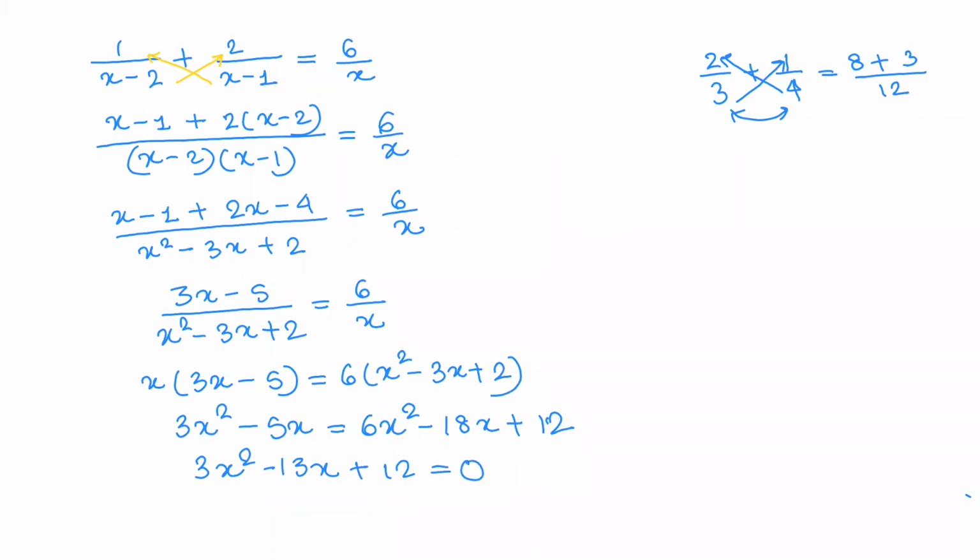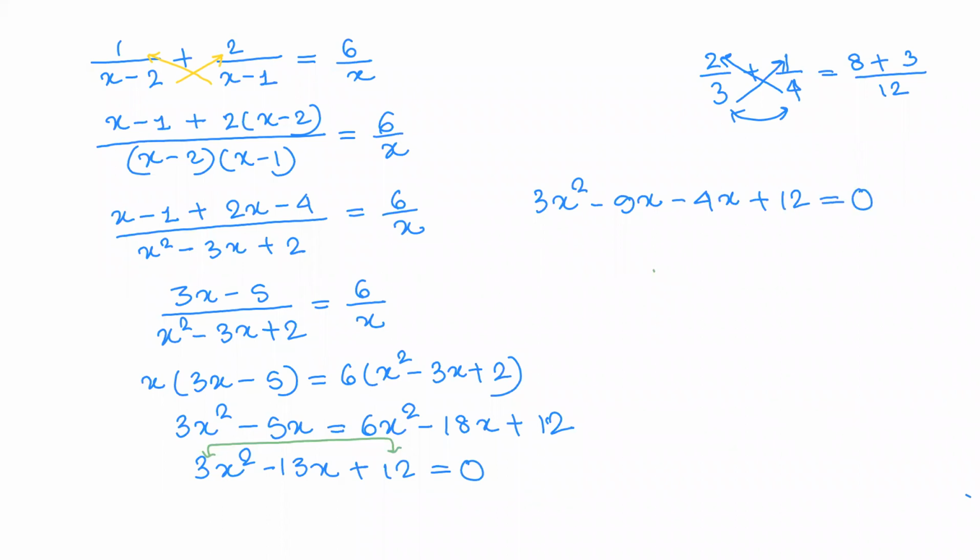Very simple. 3 multiplied by 12 is going to give us 36. Tell me, students, how do we split 36 in order to get minus 13? 9 fours are, that's perfect. 9 fours are 36, and 9 and 4 we can make 13 by writing minus 9 minus 4. Awesome. So we can write it this way: 3x square minus 9x minus 4x plus 12 equals to 0.